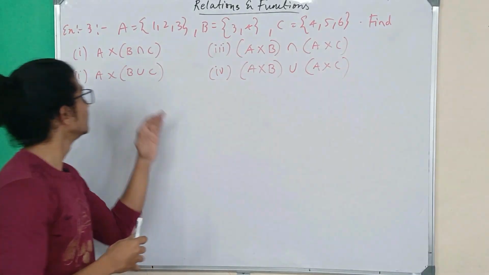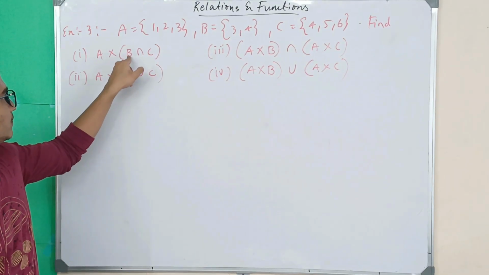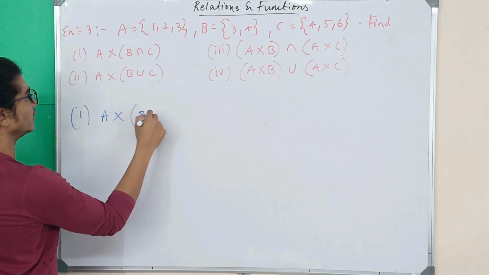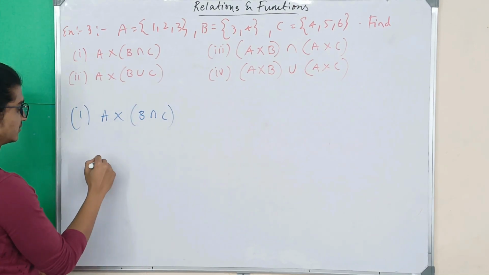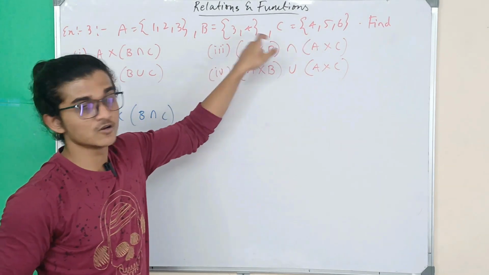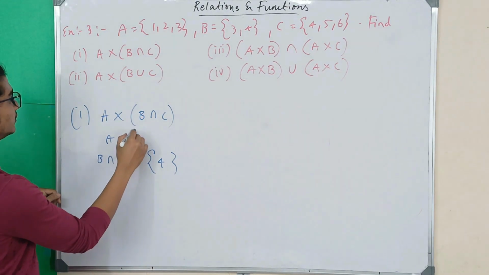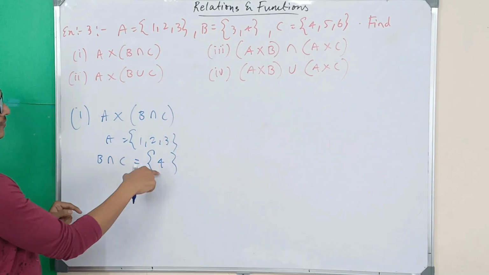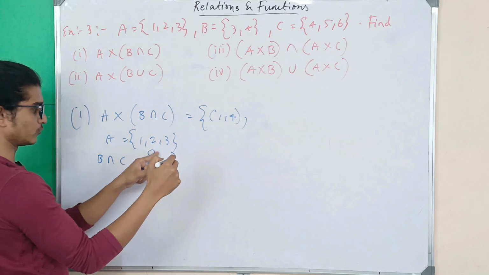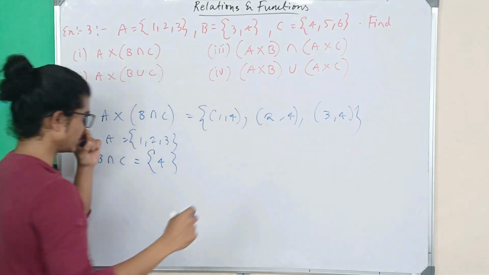The next problem: we have A equal to {1, 2, 3}, B equal to {3, 4}, C equal to {4, 5, 6}. Find A cross (B intersection C). Let's solve the first one, which is A cross (B intersection C). Let us first find what B intersection C is. You have to see all the common elements. What are the common elements? 4. So basically we have to do A, which is {1, 2, 3}, and then multiply with this. So (1, 4), (2, 4), (3, 4). So that's the first one.